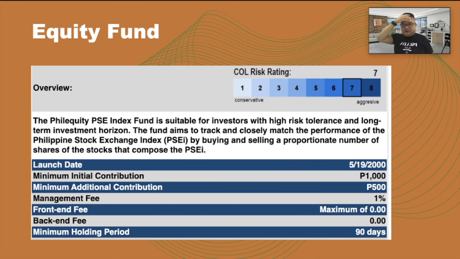And a good thing about this fund, tingnan nyo, minimum initial contribution 1,000 lang. And top up nyo 500 lang. Baba, di ba? Ngayon pa lang, pwede na kayo magsimula dyan. Management fee is 1%. No front end, no back end fee. At ang holding period, 90 days lang. You may want to consider that.